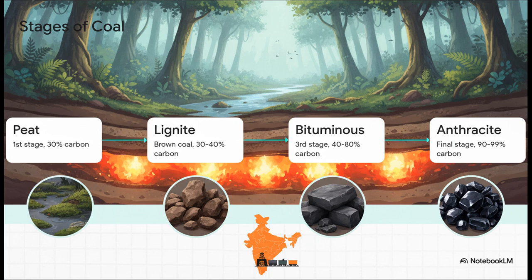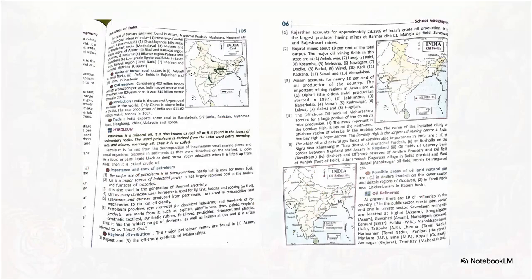And where is our biggest coal hub? Jharkhand ranks first in India, with the Jharia coal field being the absolute largest. Let's compare coal and petroleum side by side. Petroleum is often called liquid gold because of its immense value in transport, industries, and everyday life.